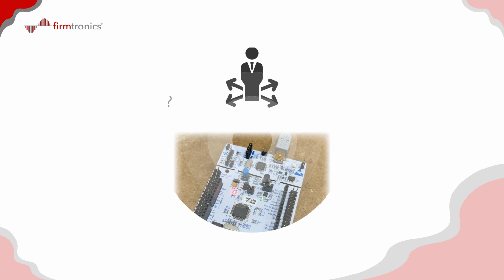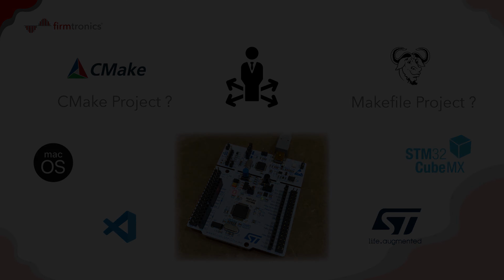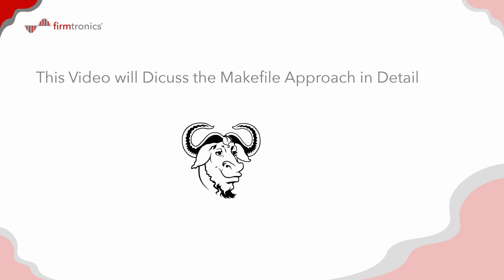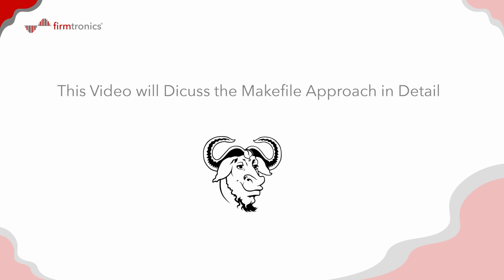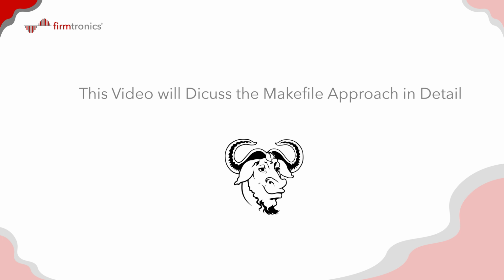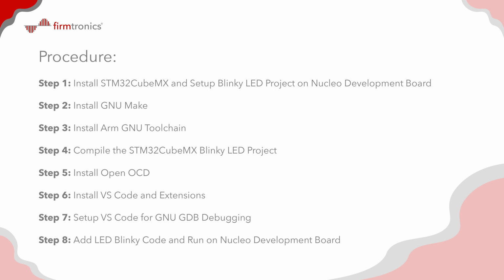In both examples, I'm going to show you how to take a Nucleo STM32 development board and set up a blinking LED project using STM32 CubeMX. Then we're going to run and debug in VS Code using both of the discussed approaches. In this video, I'm going to be discussing the Makefile approach in detail. If you think after hearing this that the CMake STM32 VS Code extension approach is more suitable for your application, then click on the link to this alternate video in the video description. Okay, let's get started.